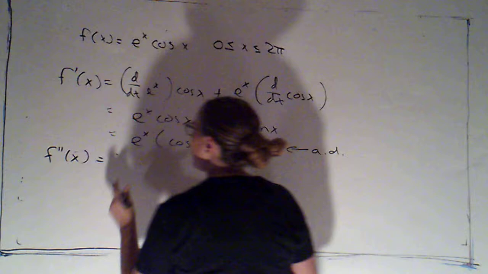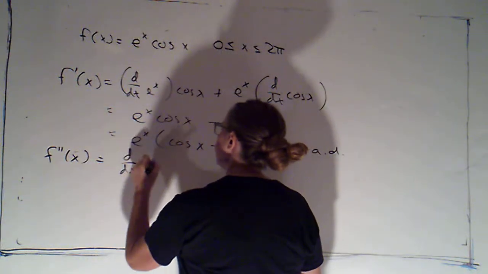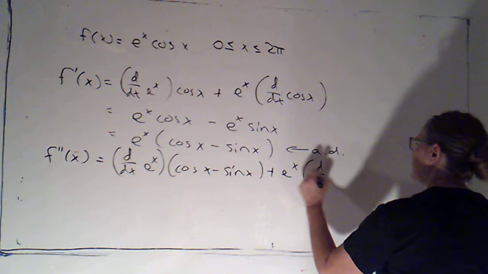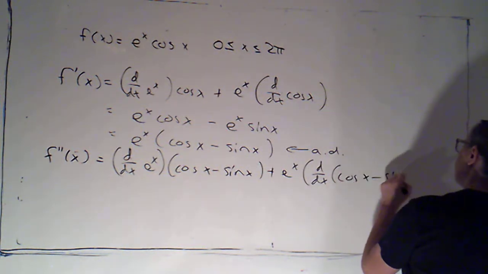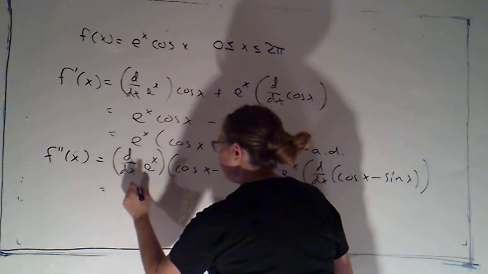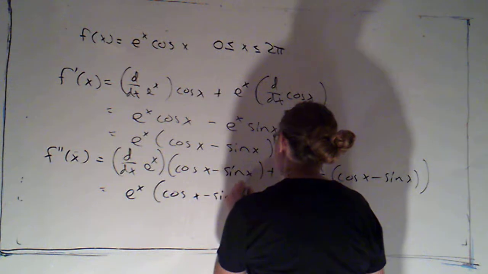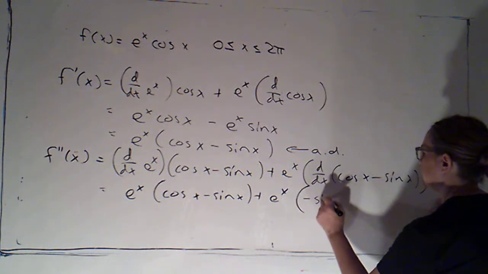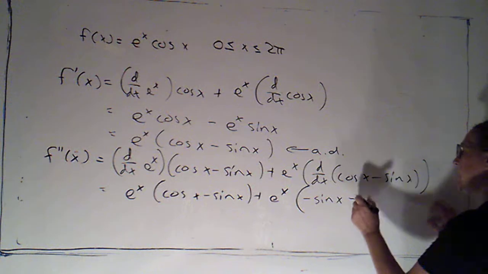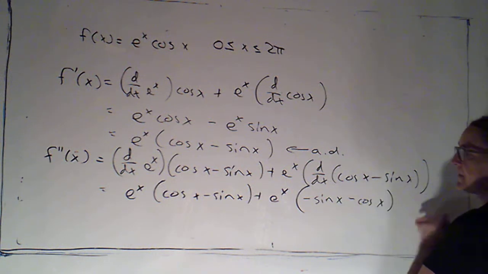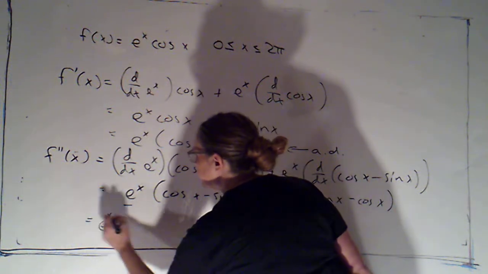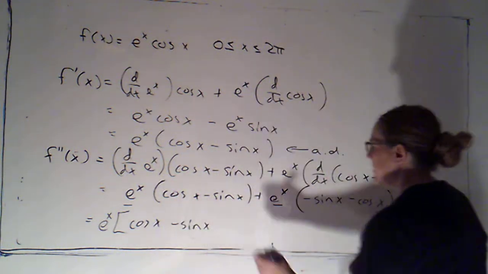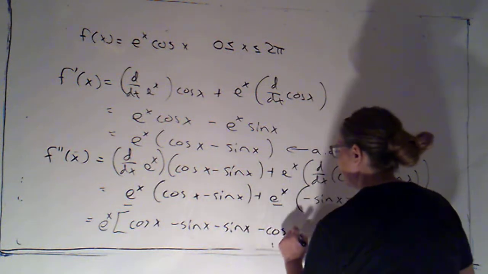So f double prime, we'll use the product rule again. That's going to be the derivative of e to the x times cosine x minus sine x, plus e to the x times the derivative of cosine x minus sine x. So that's going to be e to the x times cosine x minus sine x, plus e to the x times the derivative of cosine, which is negative sine x, minus the derivative of sine, which is just cosine of x. Once again, there's an e to the x in both terms, so I'm going to factor out that e to the x. And so it's e to the x times cosine x minus sine x minus sine x minus cosine x.